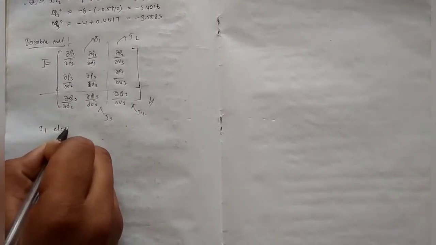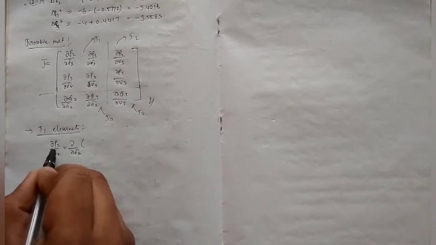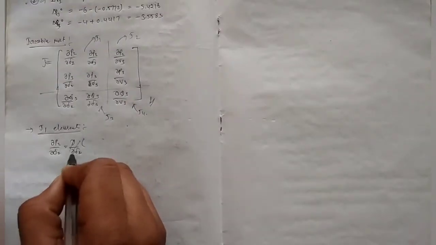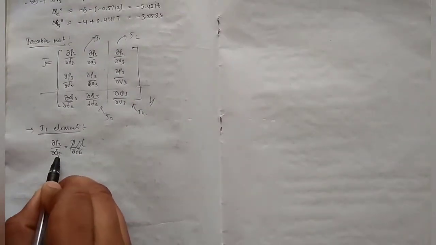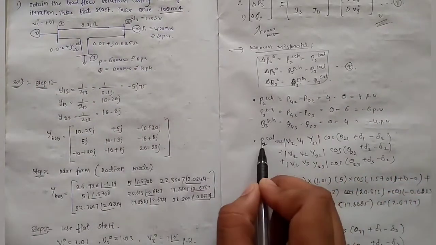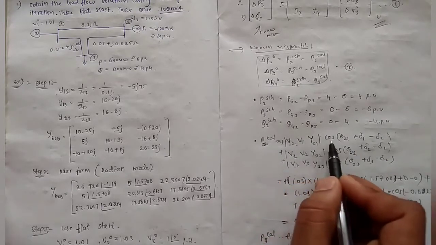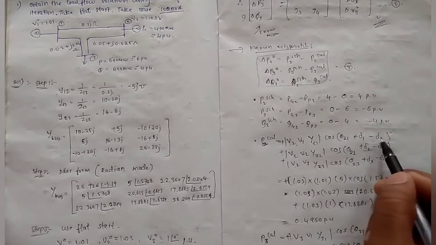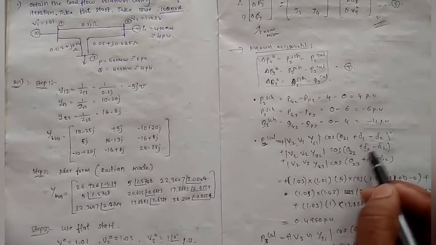First J1 elements, that is dou P2 divided by dou delta 2. Now for dou divided by dou delta 2, we need the P2 expression, and I will directly differentiate it with delta 2. Okay, P2 differentiation with delta 2. Remember that we need to differentiate this equation with delta 2. Okay, first delta 2, there is all constant. In this value we have delta 2, this is differentiable, and this is also, we'll see this, you'll get cancel.